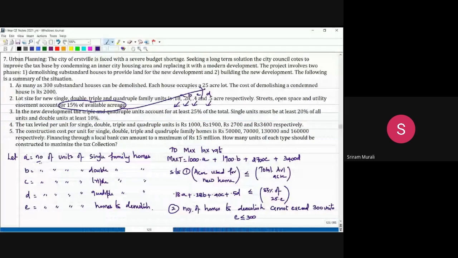Second case: the number of units I demolish should be a maximum of 300. It does not mean that all 300 houses have to be demolished. You have to check which are not in standard construction. Those houses can be demolished. So that is the second constraint. What is the third one?